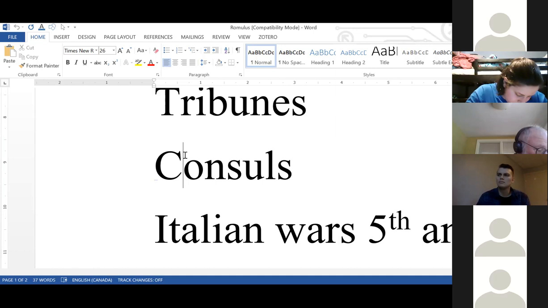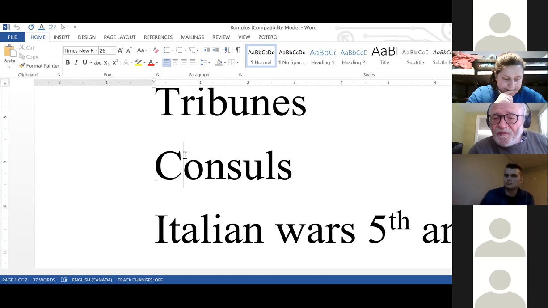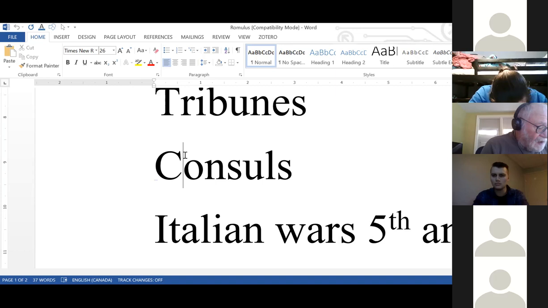So the first I've already mentioned, that is to say, the conflict between the aristocrats, or the patricians, and the people, the plebs. That's number one. This is going on all the time. Sometimes they conciliate, but other times they're in open conflict. The second element is the compromise. How did they compromise?